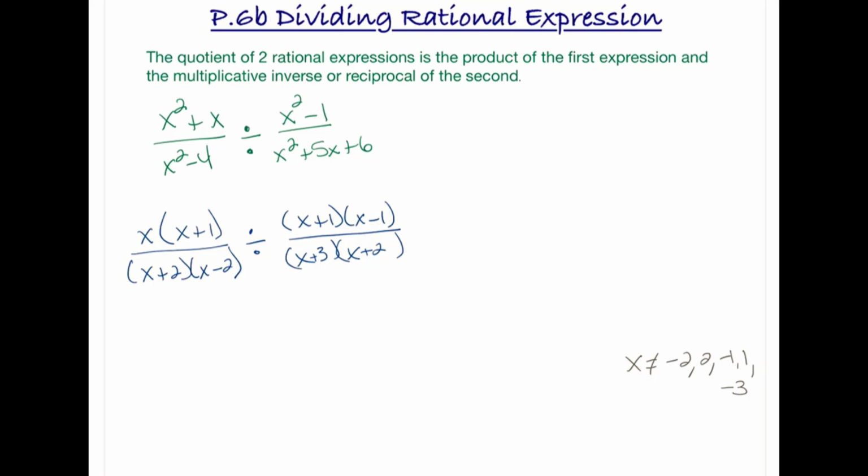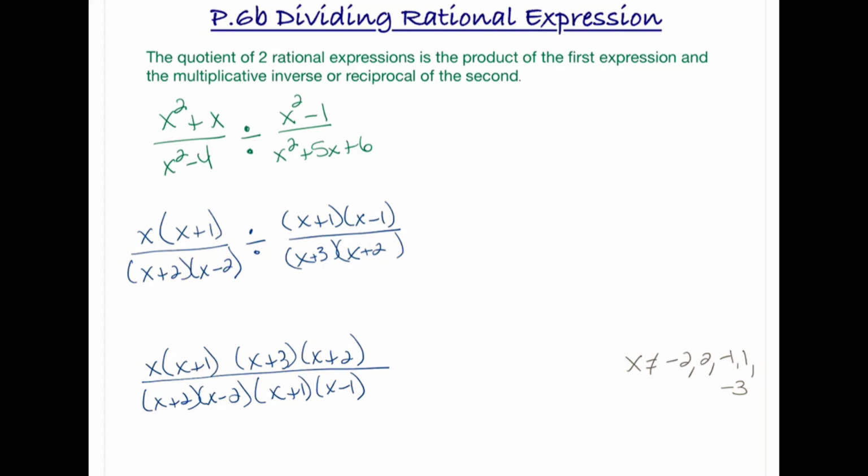Now I'm going to multiply by the reciprocal. I'm just going to write it as one big fraction. I'm going to start off with my first rational expression of x plus 1 over x plus 2, x minus 2. And then I'm going to bring my denominator up to the top, so x plus 3, x plus 2. And I'm going to take my numerator and bring that down to the bottom: x plus 1, x minus 1.